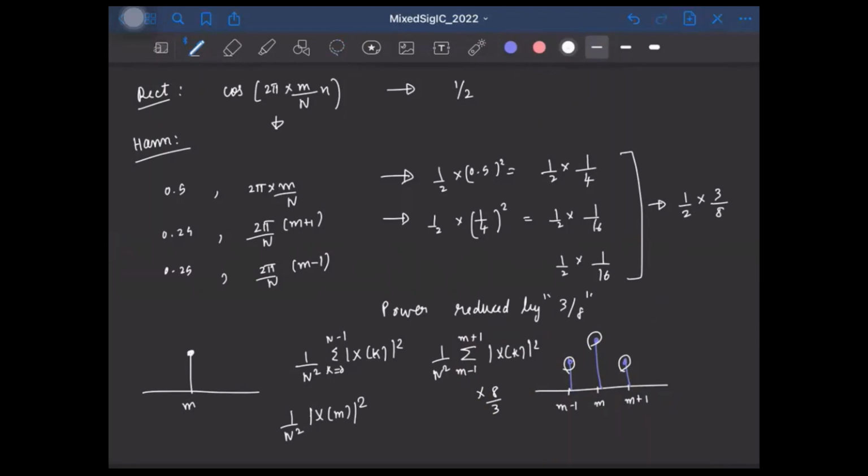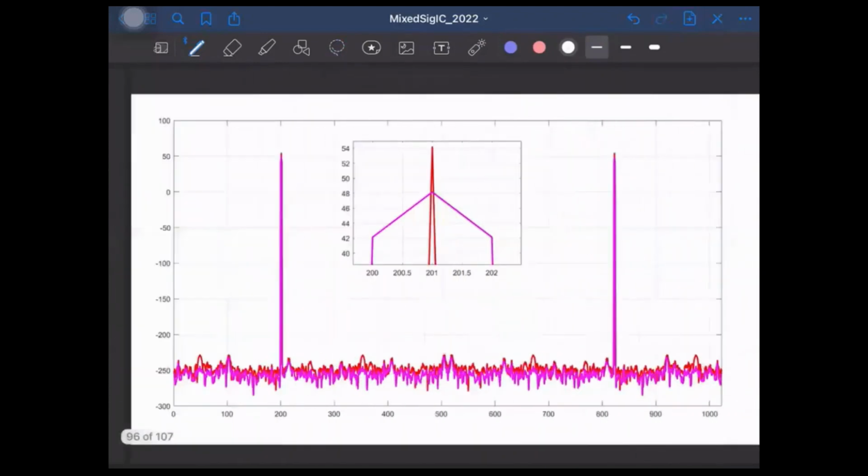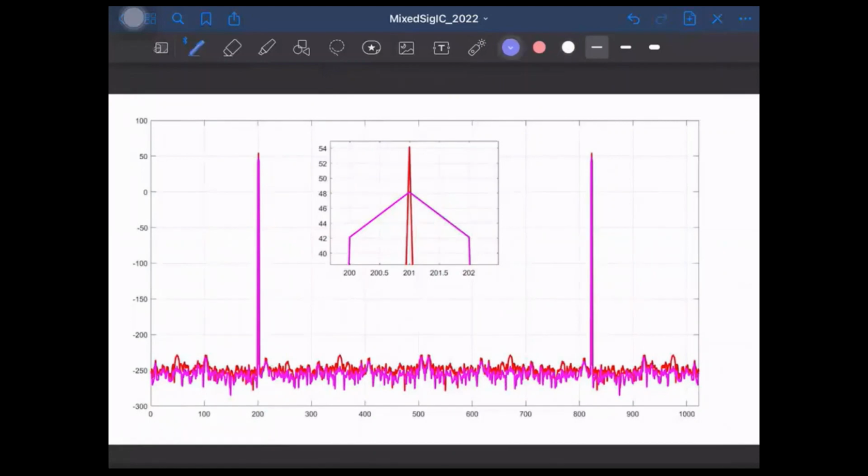So enough of this calculation. Let's see in simulation what we get. Here I'm considering the case where again the signal is lying on a bin. So again, the signal is cos 2 pi times 201 by 1024 times n, right? The red curve you see here corresponds to the rectangular window case where I'm not doing any additional windowing. I'm just truncating the signal to a total of 1024 samples, right? And the magenta, the pink curve, is after I apply the hand window. This portion here I have zoomed in and showed here.